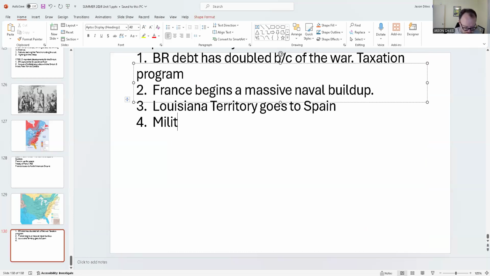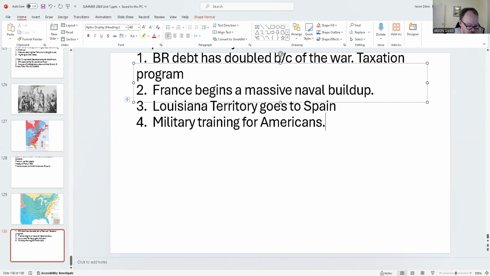Fourth, military training for Americans. George Washington, Nathaniel Greene, Benedict Arnold, Henry Knox, all these people that we know from the American Revolution, Light Horse Harry Lee, they all got their start in the 7 Years' War, learning how to be soldiers, but also learning that the British were not invincible. And so that's also going to have an effect on America's future. That is the end of Unit 1.